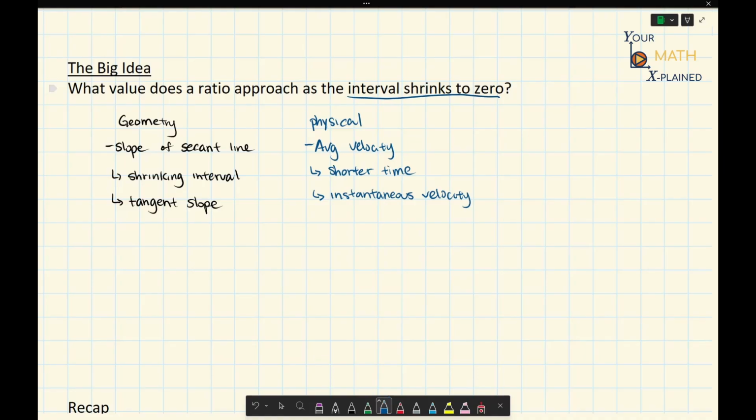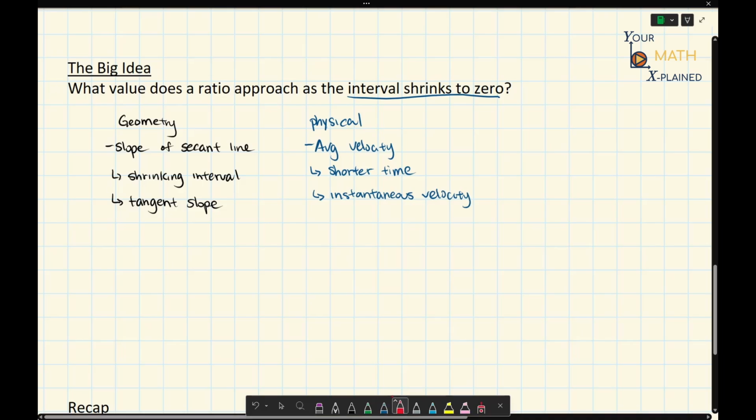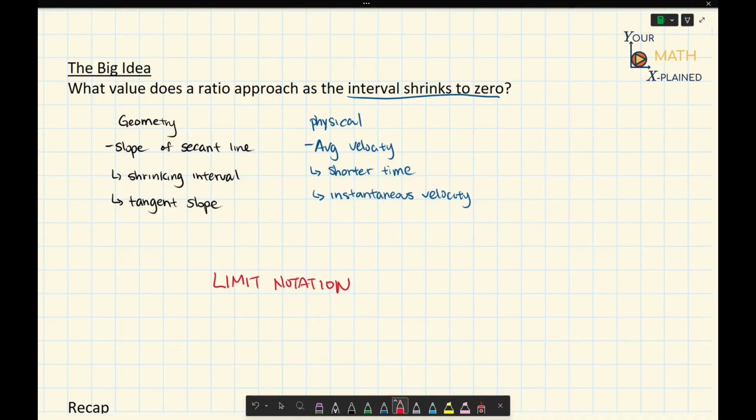Now we all know that we can't divide by 0. So this idea, which is approaching a value without actually reaching it, is the foundation of limits. And so far, we've been using phrases like as the second point gets closer and closer, or as the time approaches a single instant. But mathematically, we need a precise way to express this idea, and that language is the limit notation. We'll spend the next set of videos extensively learning about the notation of limits, how to work with them, and what they can be used for in calculus.